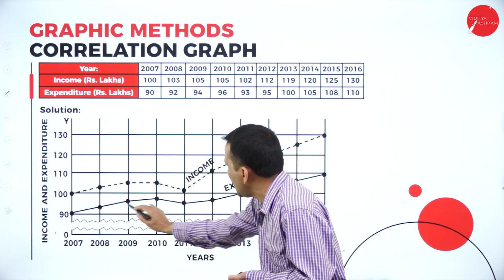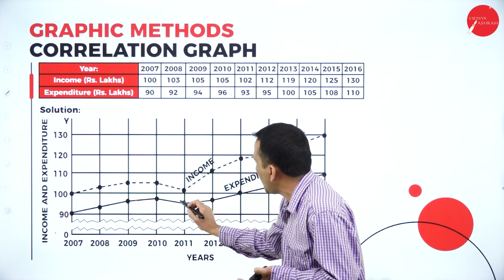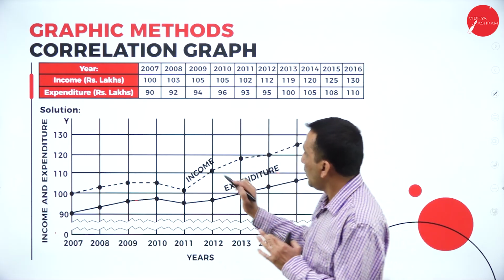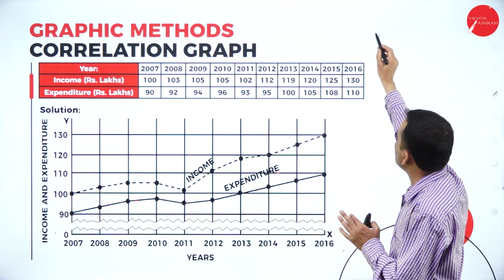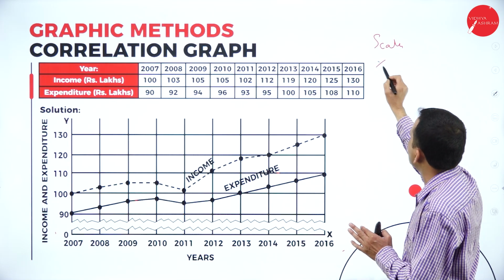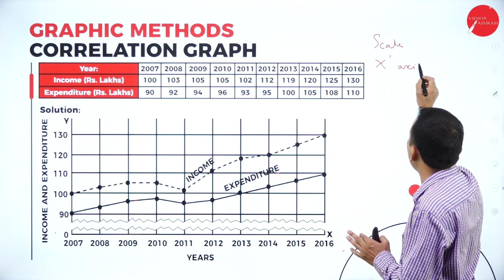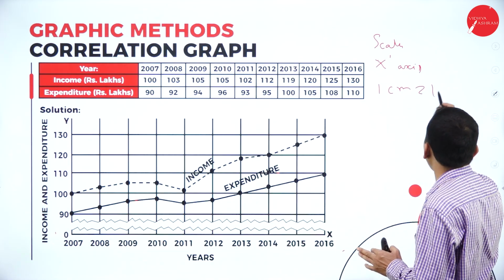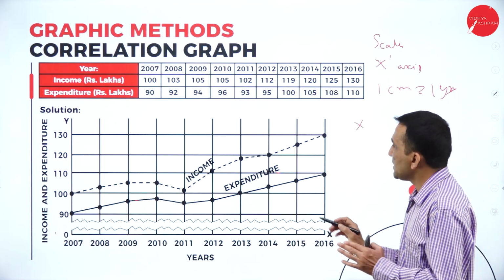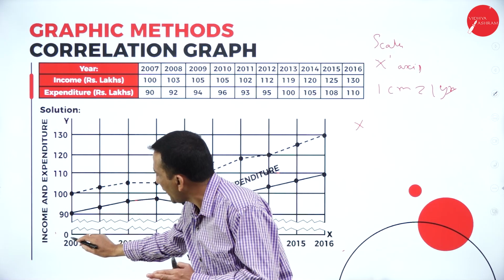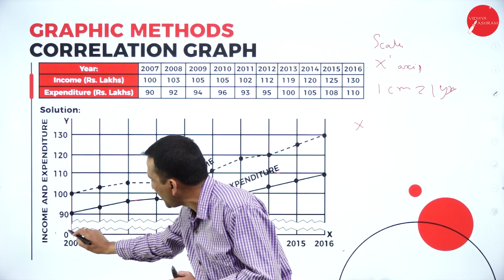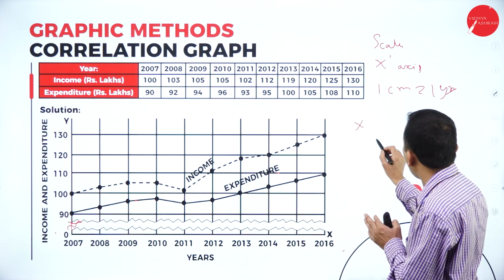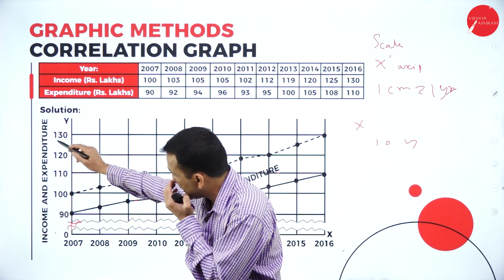There are two lines: a dark line and a dotted line. The dark line indicates expenditure and the dotted line indicates income. Now we need to select the scale. On the x-axis, 1 centimeter is equal to 1 year. On the y-axis, because we use a break, 0 to 90 is specified as the break, and the difference we consider is 10 units, in lakhs.